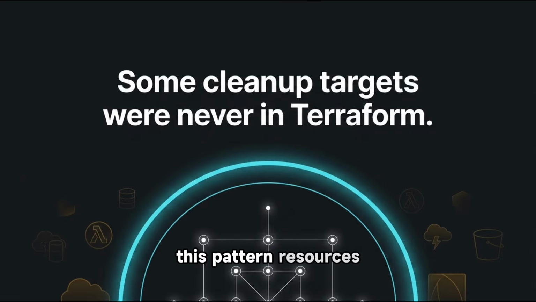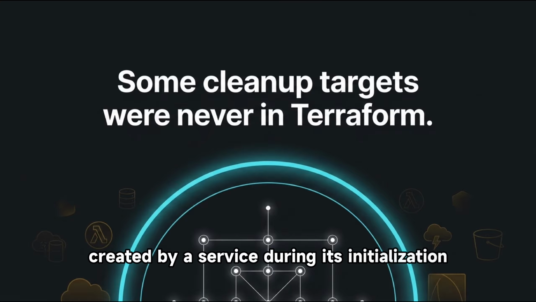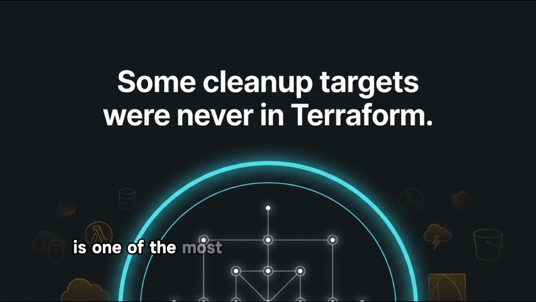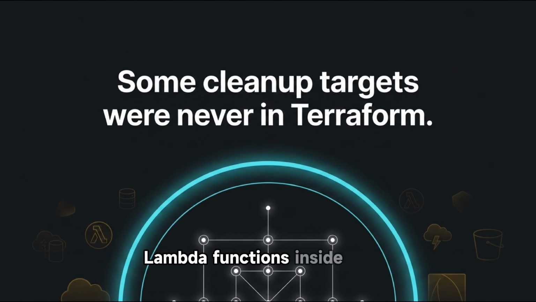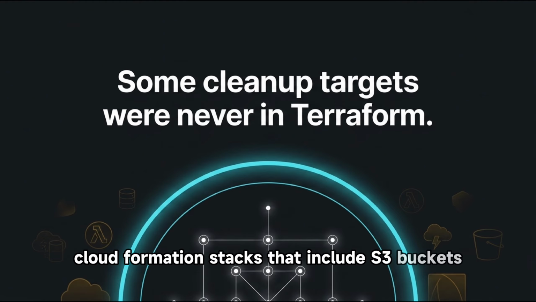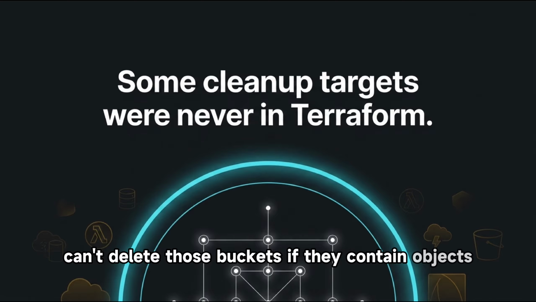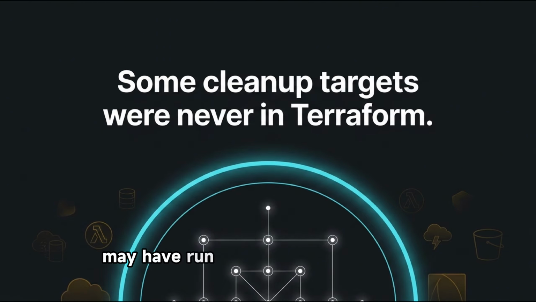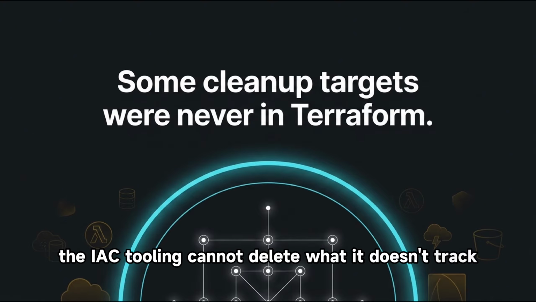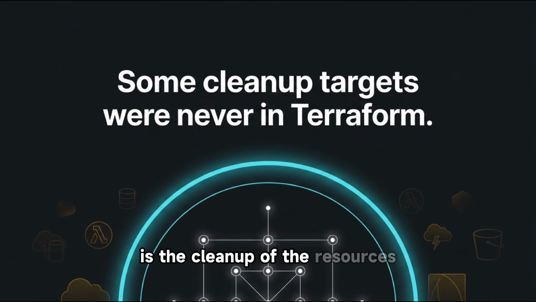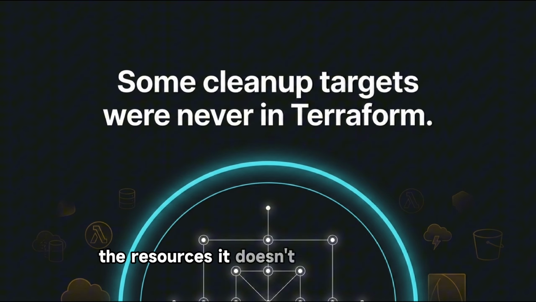This pattern, resources created by a service during its initialization that fall outside the IaC state, is one of the most common sources of cleanup hangs. EKS creates load balancers. RDS creates security groups. Lambda functions inside VPCs create network interfaces that persist after the function is deleted. CloudFormation stacks that include S3 buckets can't delete those buckets if they contain objects, and the stack that created the bucket may have run code that put objects in it before failing. The IaC tooling cannot delete what it doesn't track. The cleanup you think you're running is the cleanup of the resources your tooling knows about. The resources it doesn't know about stay.